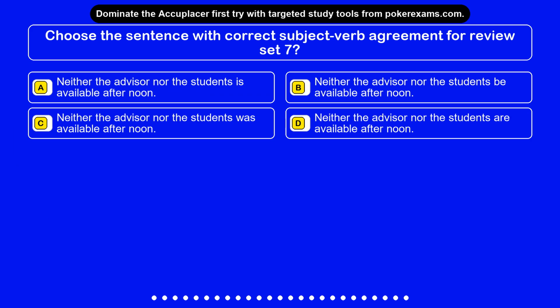Question 18. Choose the sentence with correct subject-verb agreement for review set 7. Option A. Neither the advisor nor the students is available afternoon. Option B. Neither the advisor nor the students be available afternoon. Option C. Neither the advisor nor the students was available afternoon. Option D. Neither the advisor nor the students are available afternoon.